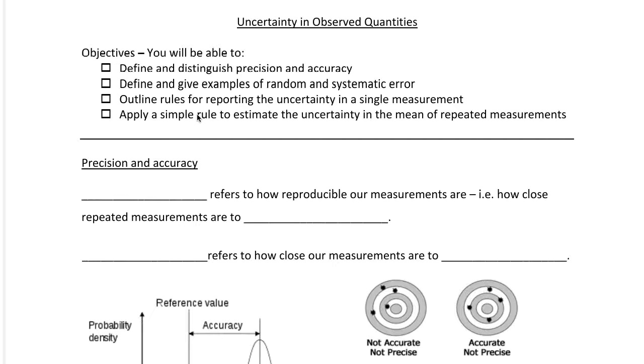This is the first of several lessons on uncertainty and error. In this lesson, we're going to talk about uncertainty in observed quantities, meaning uncertainty in our measurements.